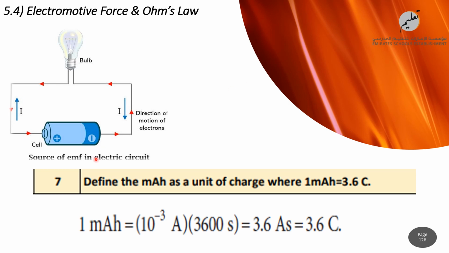Here is bullet number 7. It's about mAh, which stands for milliampere-hour. So how to convert from milliampere-hour to coulomb? You always need to multiply by 3.6, because 1 milliampere-hour is equal to 3.6 coulomb. So this is a unit of charge. Milliampere, remember, the current multiplied by time is Q, the charge.